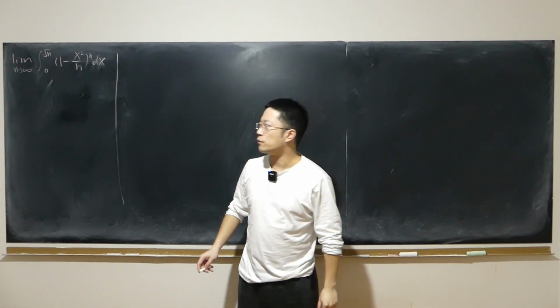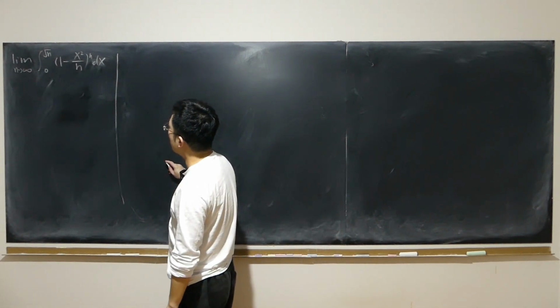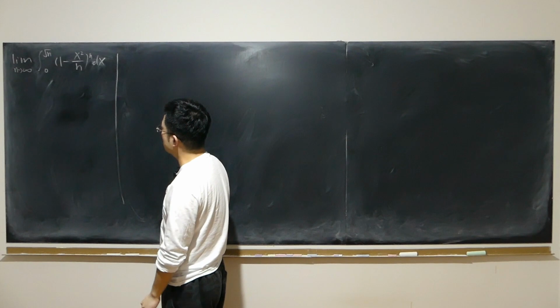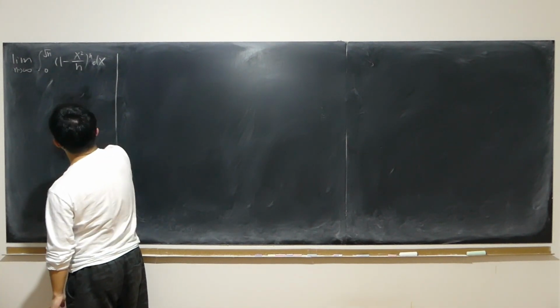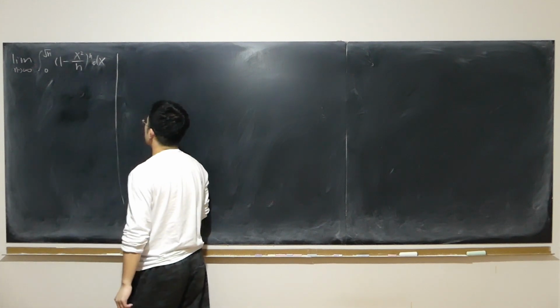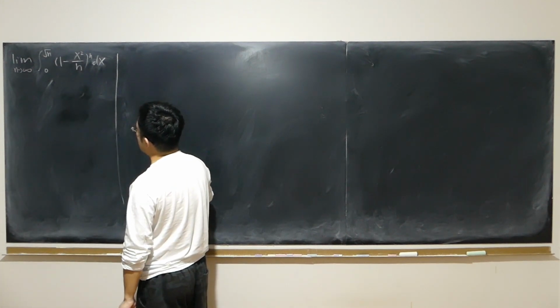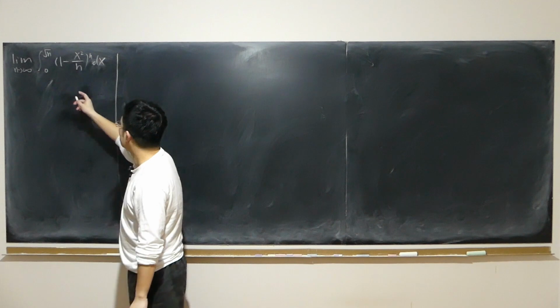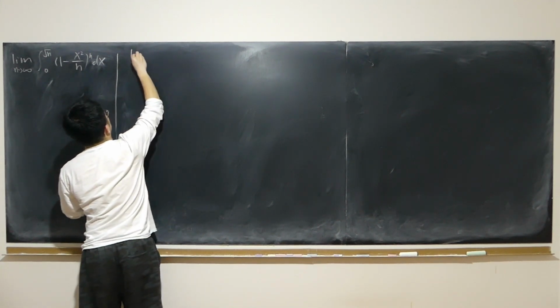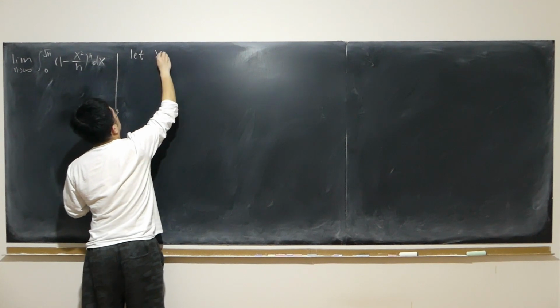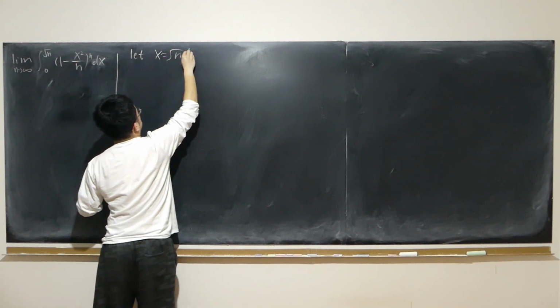Let's calculate the limit as n approaches infinity of the integral from 0 to square root of n of (1 minus x squared over n) to the power of n dx. So I want to get rid of n down here. To do that, I can let x equal square root of n times t.